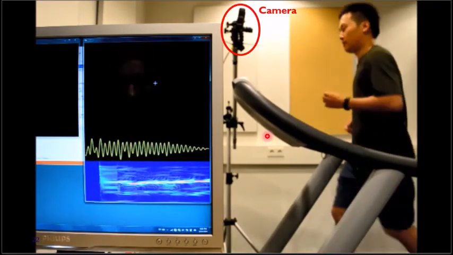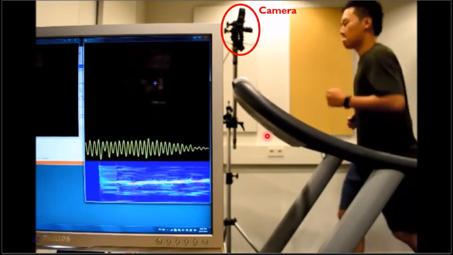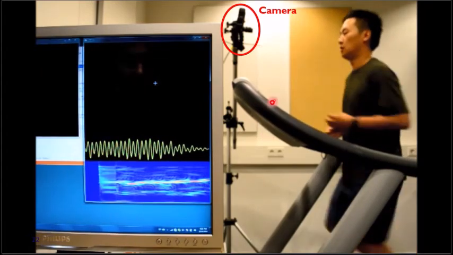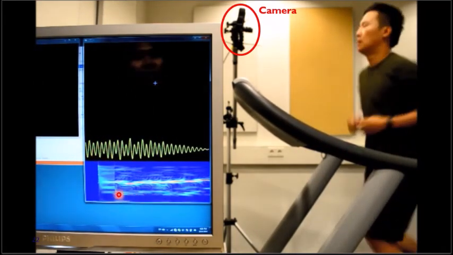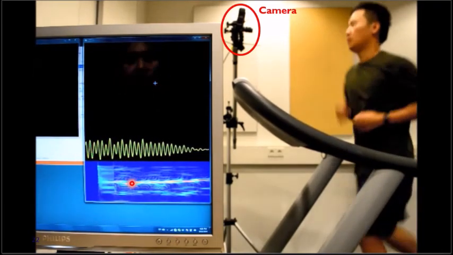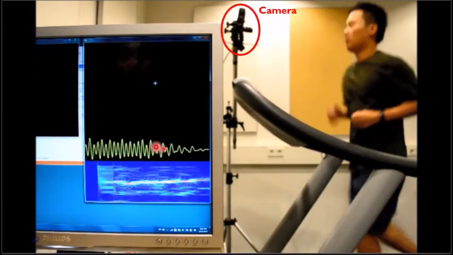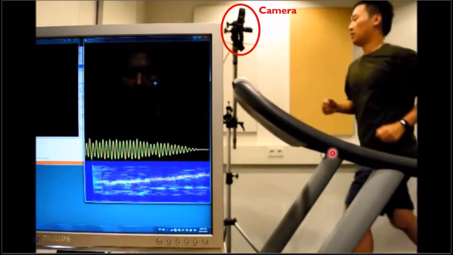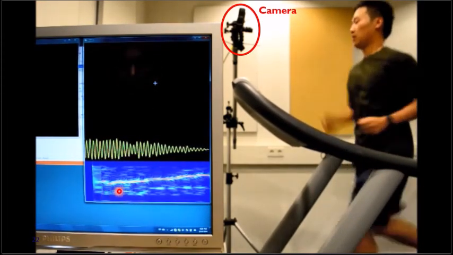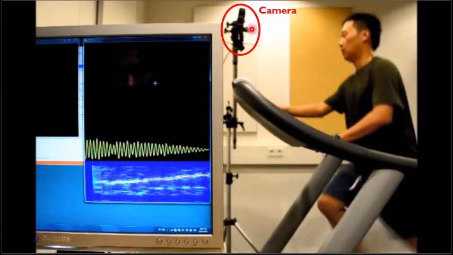Here's an example of the pulse rate measurement during running on the treadmill. So here is the pulse rate, the continuous pulse rate. This is the pulse signal. It's showing in real time. And if I increase my running speed, you can see my heart rate is going up. And here's the camera.